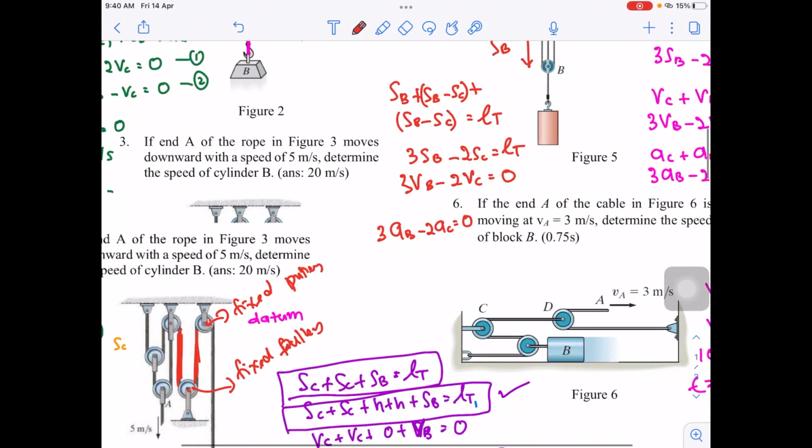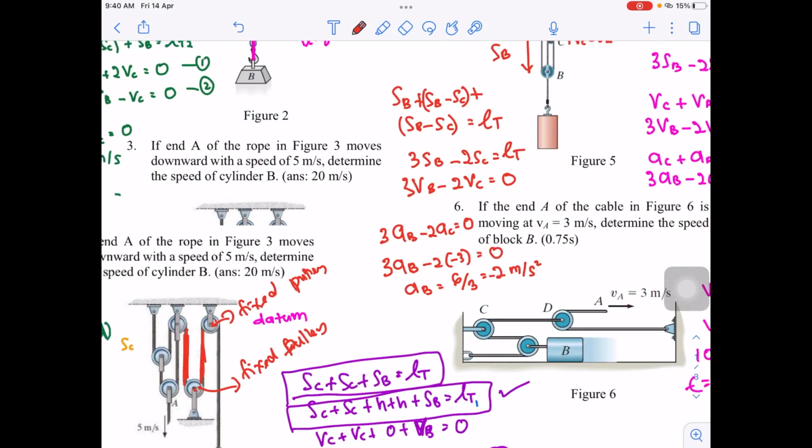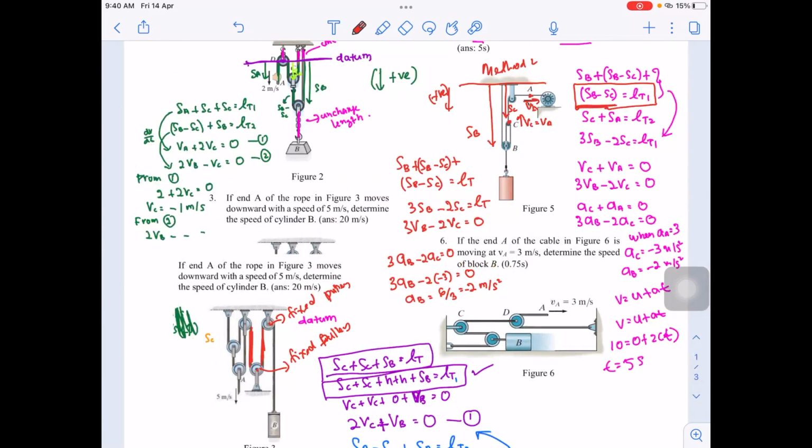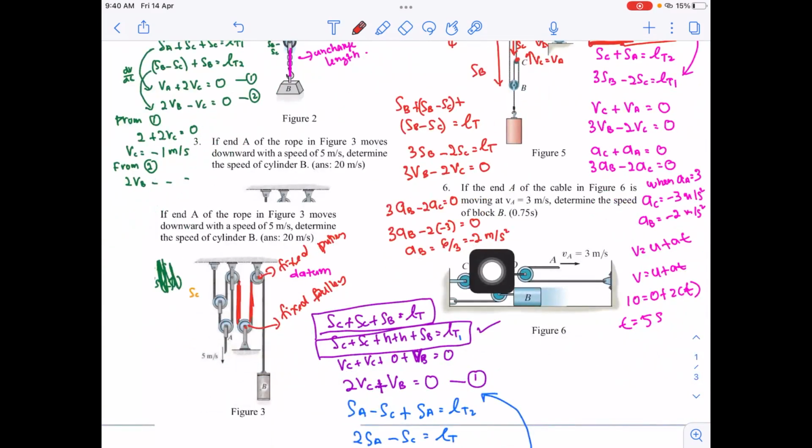3 AB minus 2 times negative 3 is equal to 0. So our AB is 6 divided by 3, or 2 meter per second square. Negative. Okay, same. We get AB equals negative 2 here, and here also AB is negative 2. Then you proceed with the same method, you get T is equal to 5.